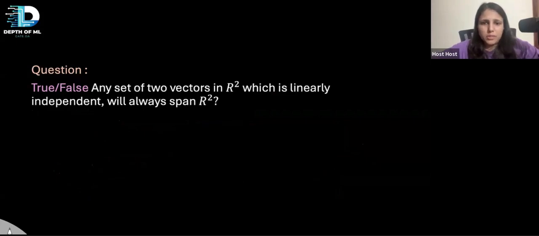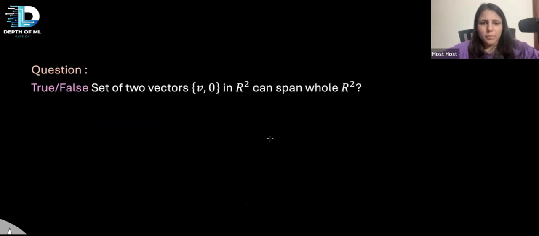A set of two vectors in R2, which is linearly independent, will always span R2. True? Correct. So this is also true: two linearly independent vectors in R2 will always span R2. We have seen this because we'll be able to create linear combinations which will span the whole R2. Fine.